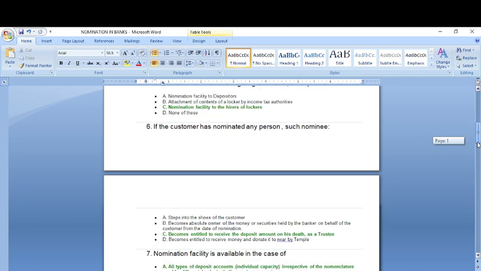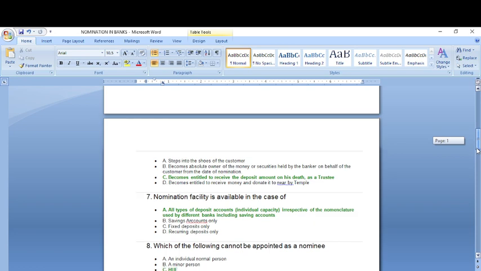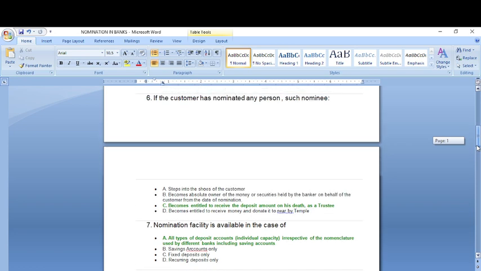If the customer has nominated any person, such nominee steps into the shoes of the customer or becomes absolute owner or becomes entitled to receive the deposit amount on his death as a trustee, because he becomes entitled to receive the money, not to donate it to a temple. He has to receive it and then he has to give it to the legal heirs. So he just receives it as a trustee.